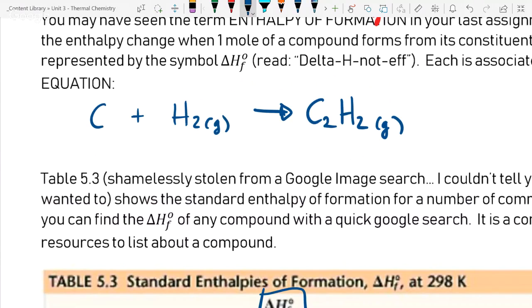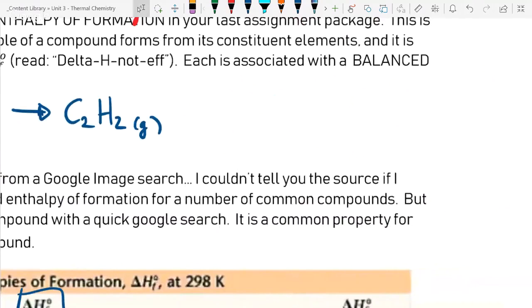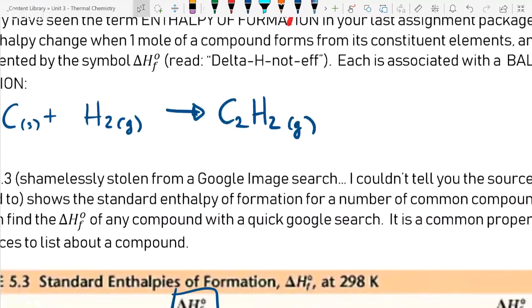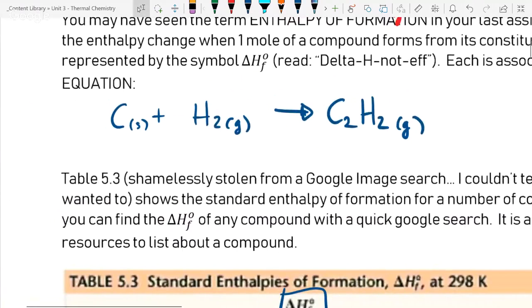So for every one of these, we could say this is just made of carbon, which is typically a solid, and hydrogen gas. And you always use the most common elemental form of that thing. Does that make sense? So carbon in its most common form is a solid. So we would use solid carbon. Hydrogen in its most common form and at these temperatures, remember, is a gas, and it's H2. And is this balanced? How would I balance it?